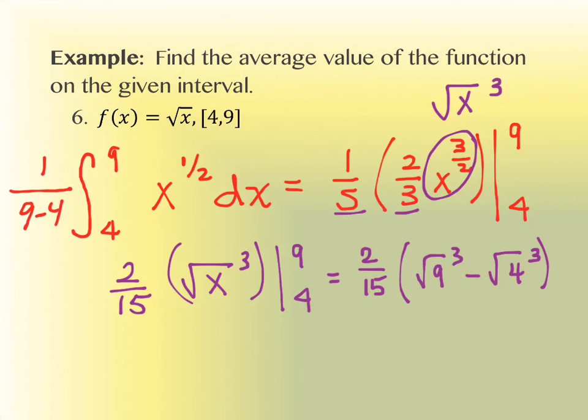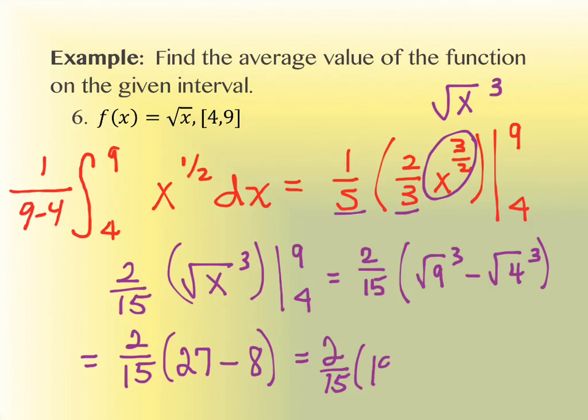All right, so what's the square root of 9 cubed? 27, that's right. And the square root of 4 cubed? 8. Good. All right, 27 minus 8 would be 19. So we have 2/15 times 19, which gives me what? 38 over 15.